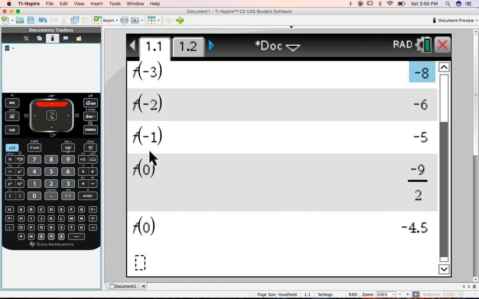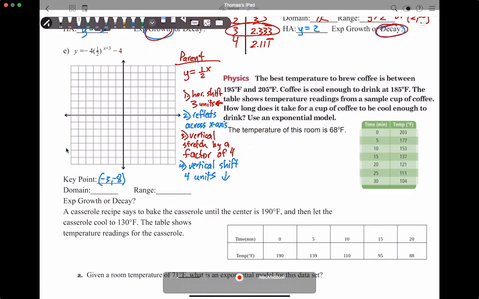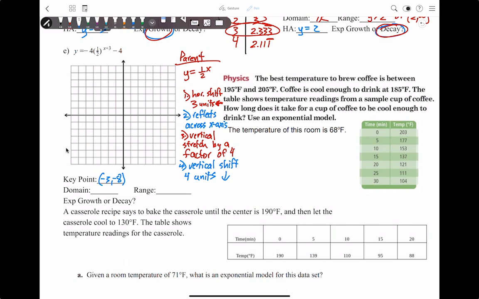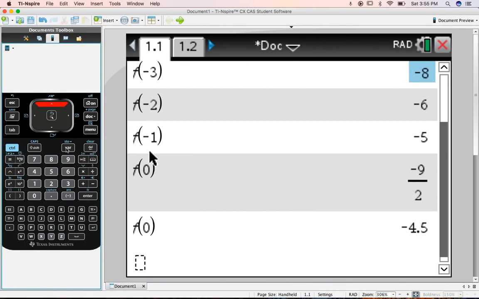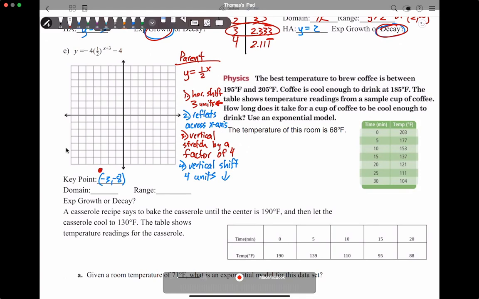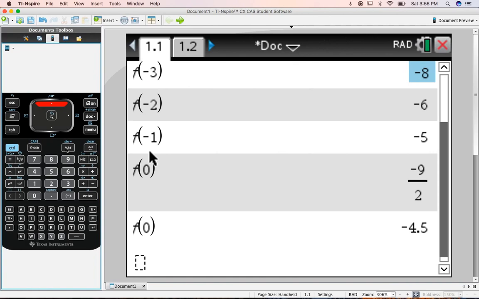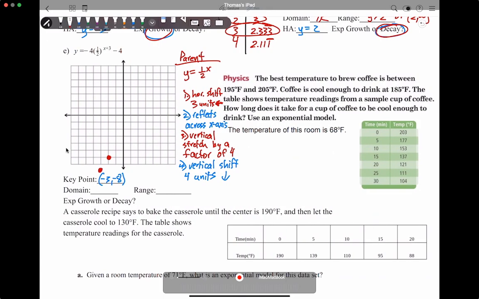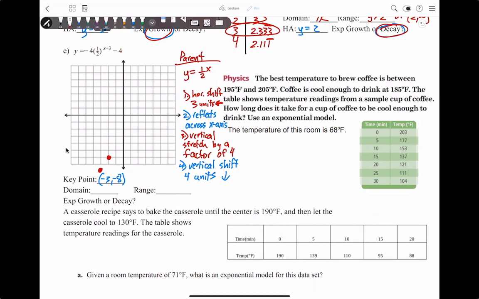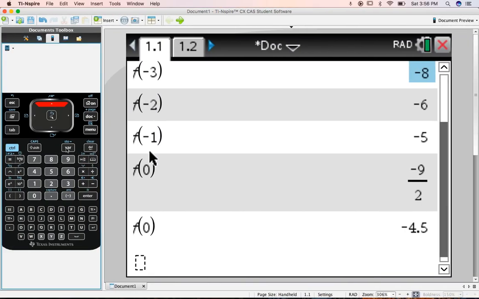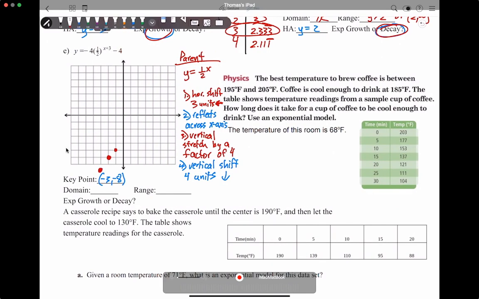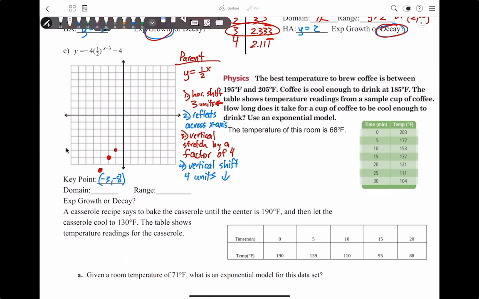And let's start putting in these points. -3, -8. Okay, so -3, 1, 2, 3, 4, 5, 6, 7. It's way down here. Okay, and then we go back to -2, -6. So 1, 2, 3, 4, 5, -6. Then -1 is x, -5 is y. So 1, 2, 3, 4, 5. And then we have 0 at -4.5. So -4, 4.5 is about here.